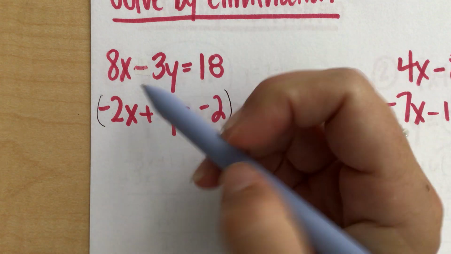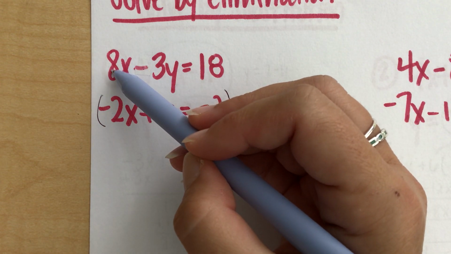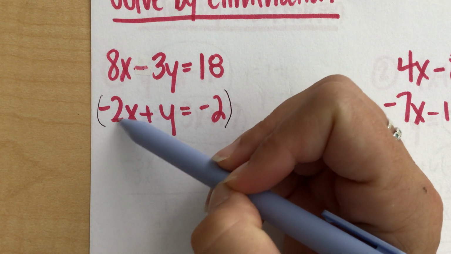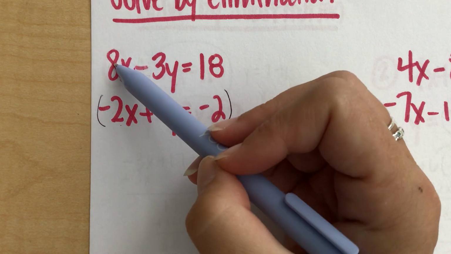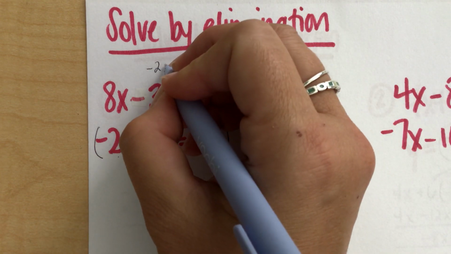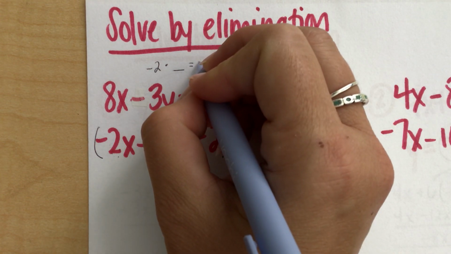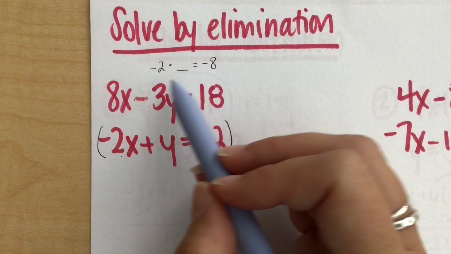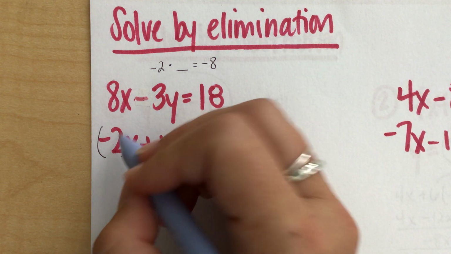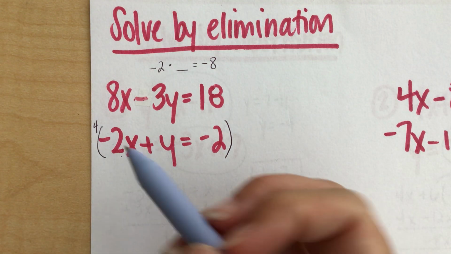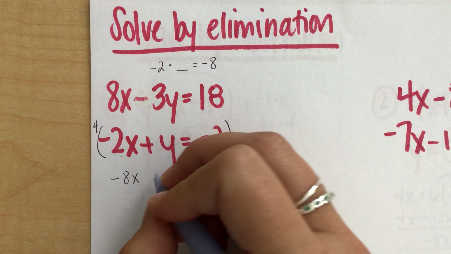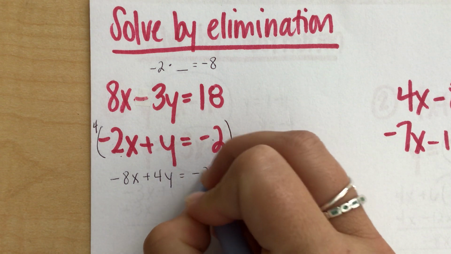So if I'm going to eliminate the x, this is a positive 8x. Remember, we want that equal but opposite. So I want this term right here in front of this x to be negative 8. So if this is positive 8, I need this to be negative 8. So what I'm thinking in my head is negative 2 times what is going to give me negative 8? What do I need to multiply this by so that these are equal but opposite? So this would be 4. So I'm going to take everything in this equation and multiply it by 4. So this is negative 8x plus 4y equals negative 8.